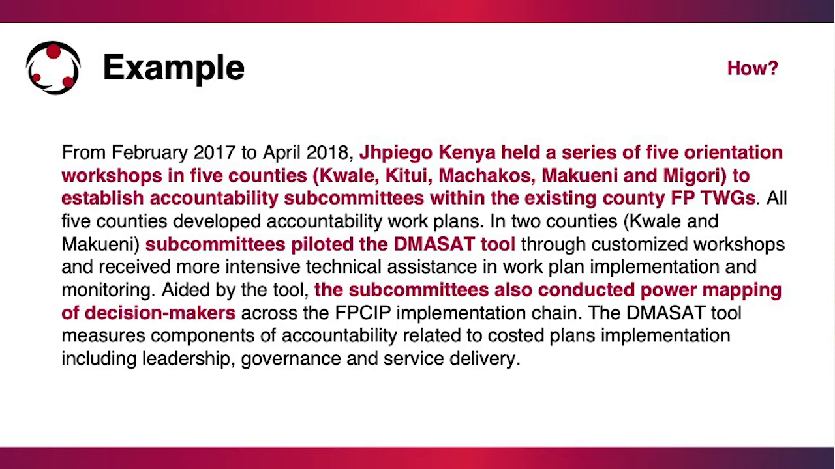As highlighted, the authors went into a lot more detail about how they implemented the advocacy intervention described earlier in the intervention section. The authors cover what specific actions were taken, such as developing accountability work plans and conducting power mapping of decision makers. They also described the accountability tool in more detail and gave specifics on the location and timeframe.